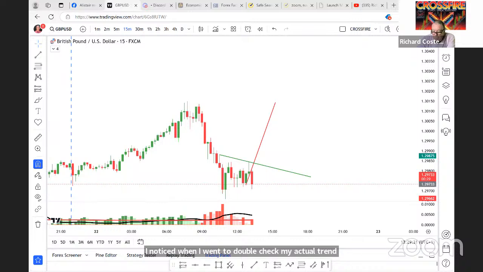And if I look at this fourth one, again, just assuming that my trend lines are correct, I'm below the red trend line, so I'm looking for a sell. It's telling me I'm looking for a sell. I've just noticed there's a red.